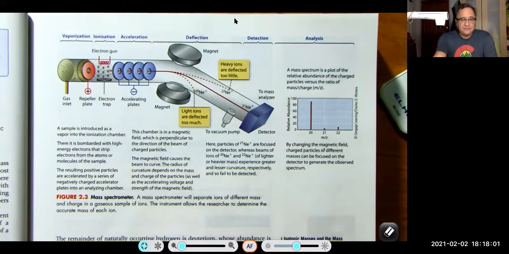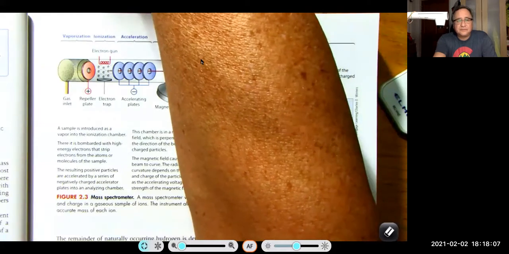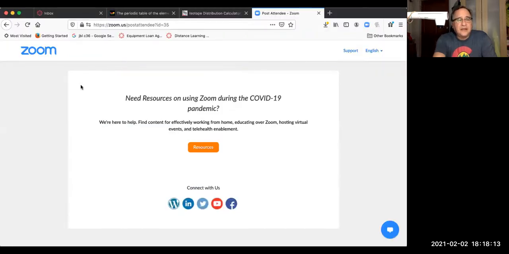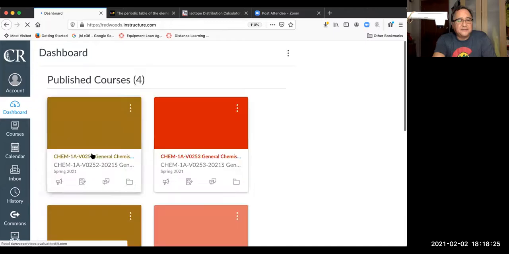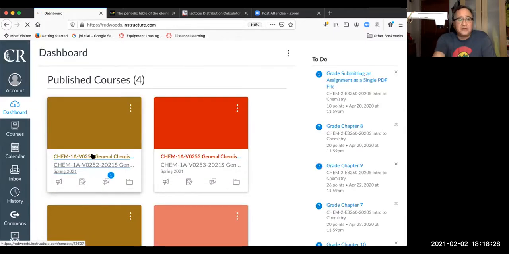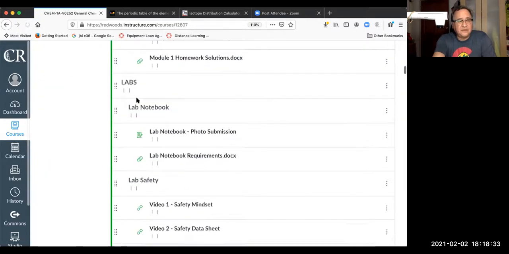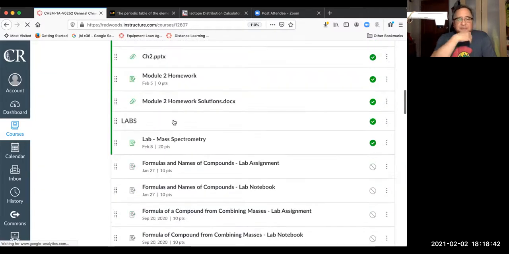All right, now let's take a look at the lab. So I'm going to my browser, and now I'm going to open up the, I don't want the inbox. I want a shell so that we can look at the lab. So mass spectrometry.